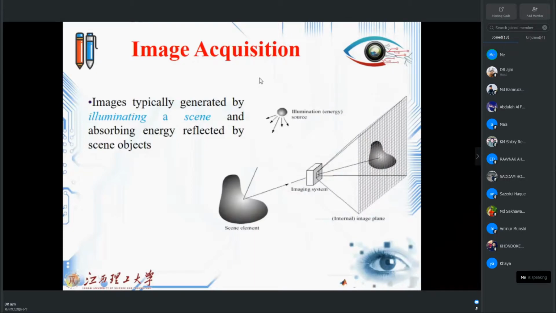But now we go for the image. You know that there are some highlighted words in this sentence. One is illuminating and another one is reflecting. In the initial part of today's lecture, I will talk more regarding these two concepts.